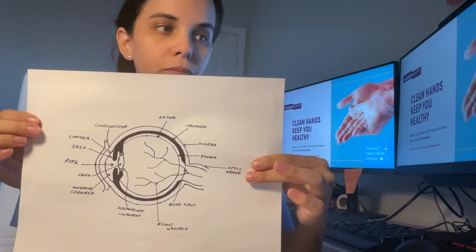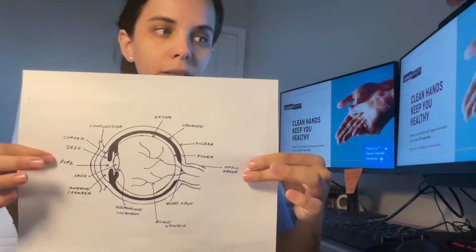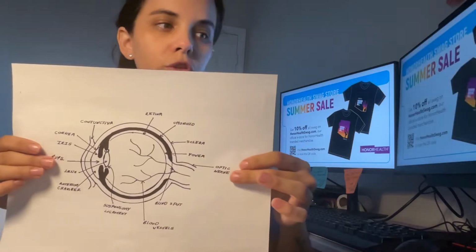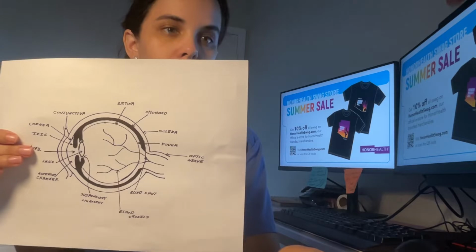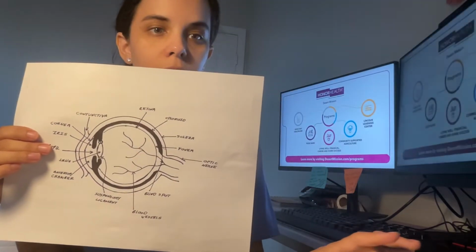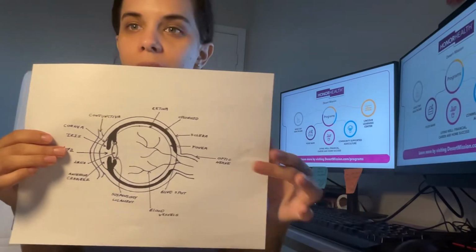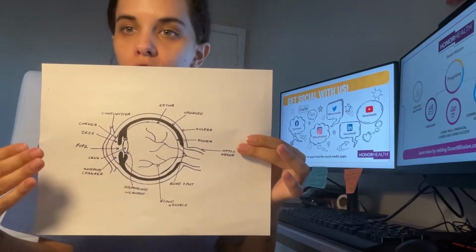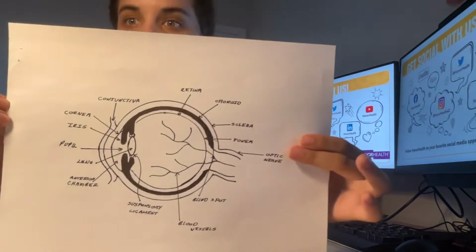It's also called the crystalline lens. The optic nerve right here transmits visual information from the retina to the brain. Let's see other areas here. And those are the major structures that are important to know about the eye and how they function.